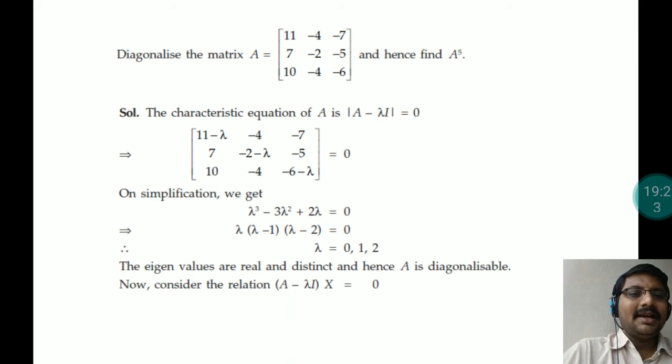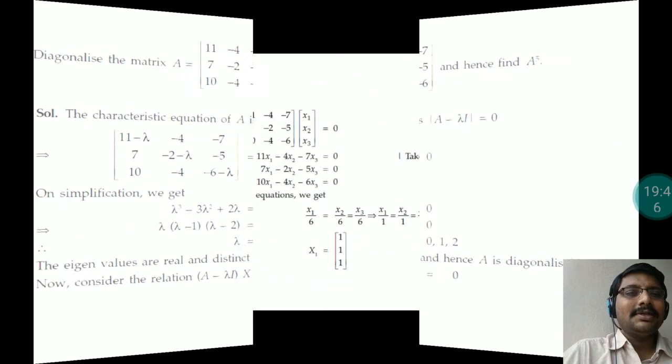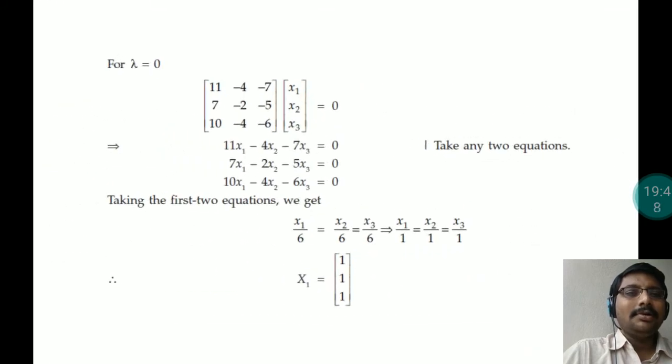If we get the eigenvalues as complex numbers, A cannot be diagonalizable. So clearly here the eigenvalues of A are real numbers, so clearly A is diagonalizable. Now consider (A minus lambda I) x equal to 0. Using this equation we can obtain the eigenvectors x1, x2, x3 with respect to these eigenvalues, lambda equal to 0, lambda equal to 1, lambda equal to 2.